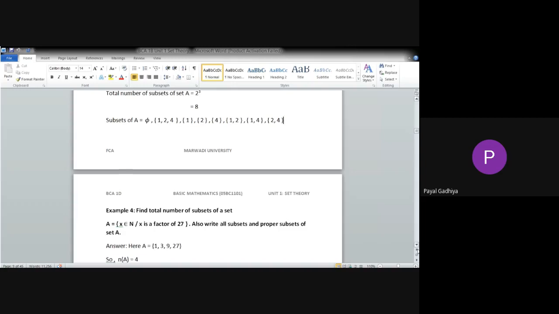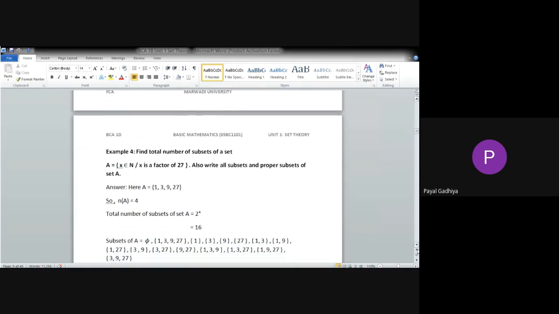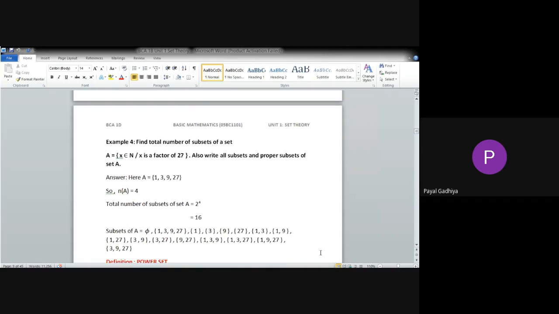Now let me show you on the screen which subsets we will get. I'm giving you 1 minute. You just go through how they have written the subsets. There will be 16 subsets and you have to take combinations of 2, then combinations of 3, and then the last one is all 4 elements.